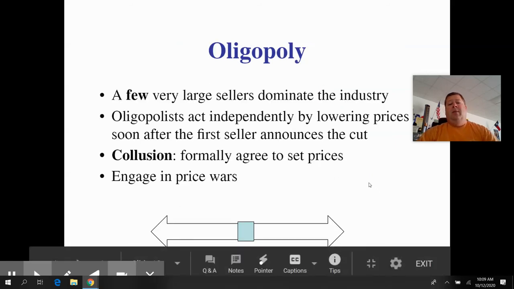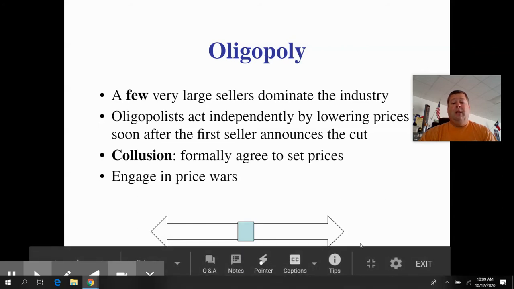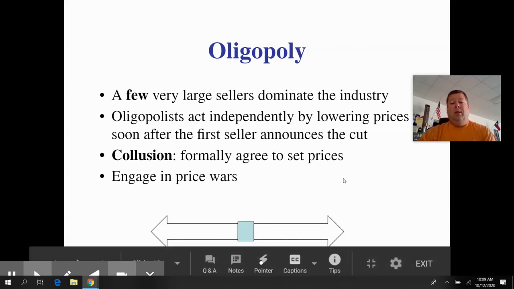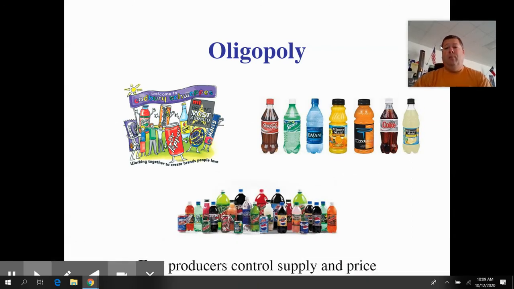Oligopolies: the big thing here is a few very large sellers that dominate an industry. I think images do a great job of explaining this. Collusion, a formally agreed set price. I think you'll see that in the net puzzle we'll do. You see at the bottom the spectrum for ease of entry and competition. Let me look at some pictures here. This will help you a little bit.